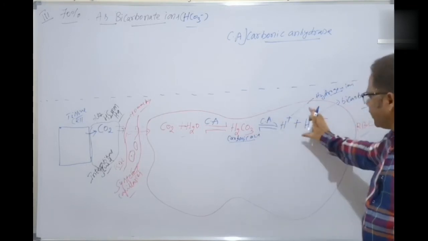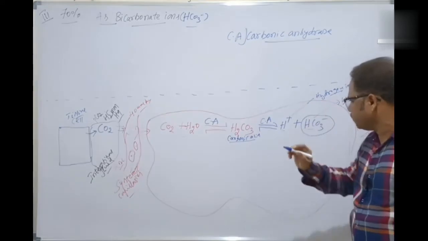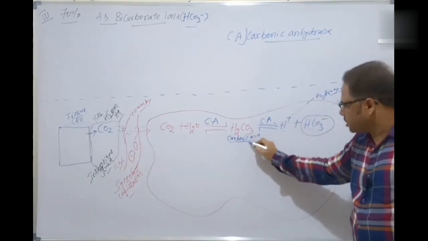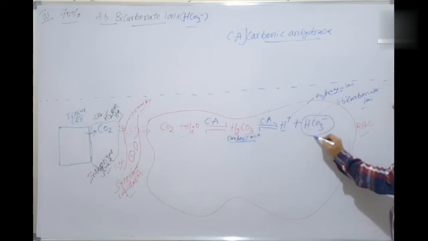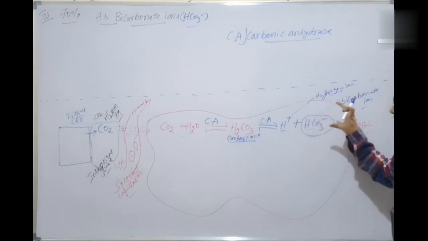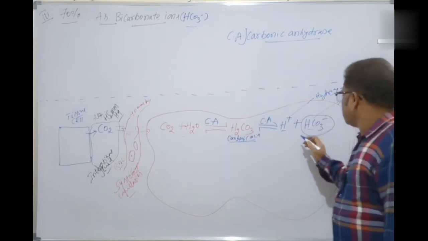So this is a biochemical reaction. As a result, what is formed? Carbonic acid is formed, and as a result the cation H+ and the anion HCO3-, that is the bicarbonate ion, are formed. Okay, students.